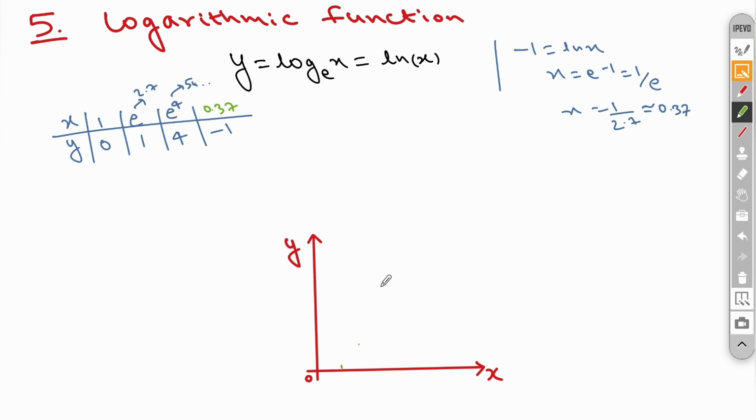So it will look something like this. When x is e raised to power 4, y is 4. When x is 0.37, y is -1. Also this point is crucial. This point is 1, 0. When x is 1, y is 0. So we got an idea how the graph will look like. So graph will look something like this. This is the graph for the function y is equal to ln x. Hope you understand this.